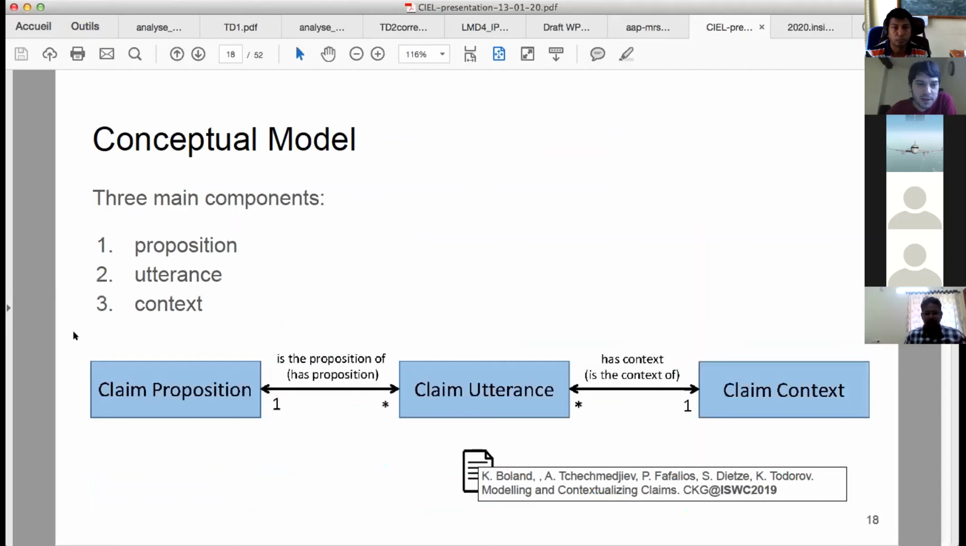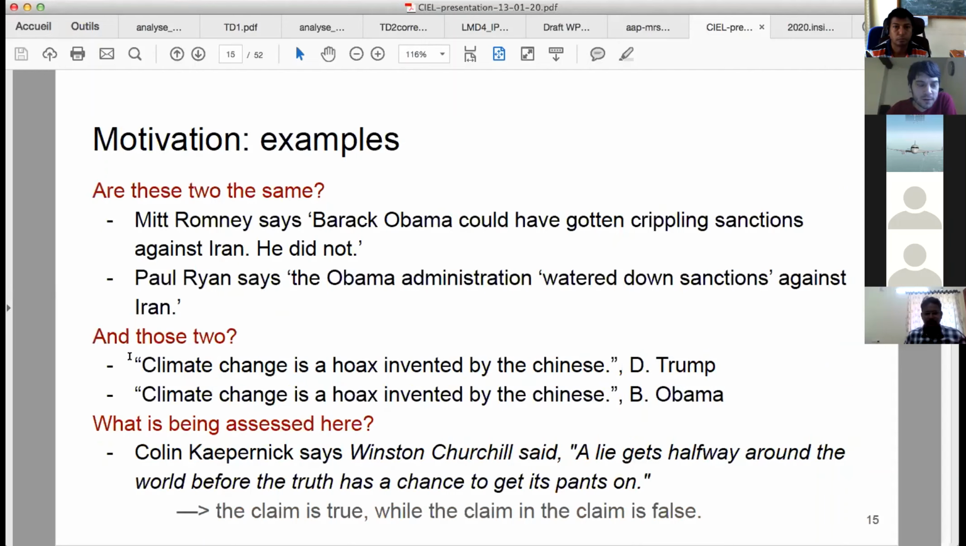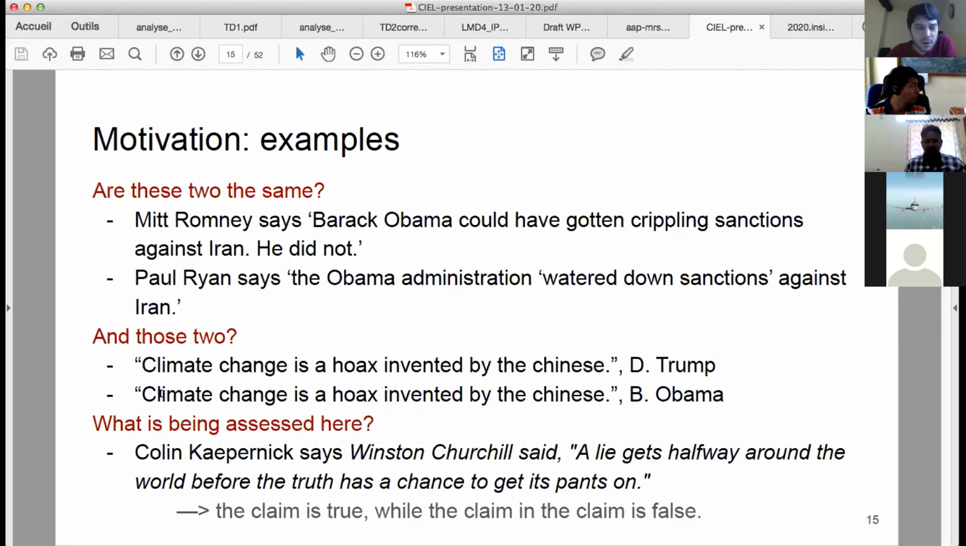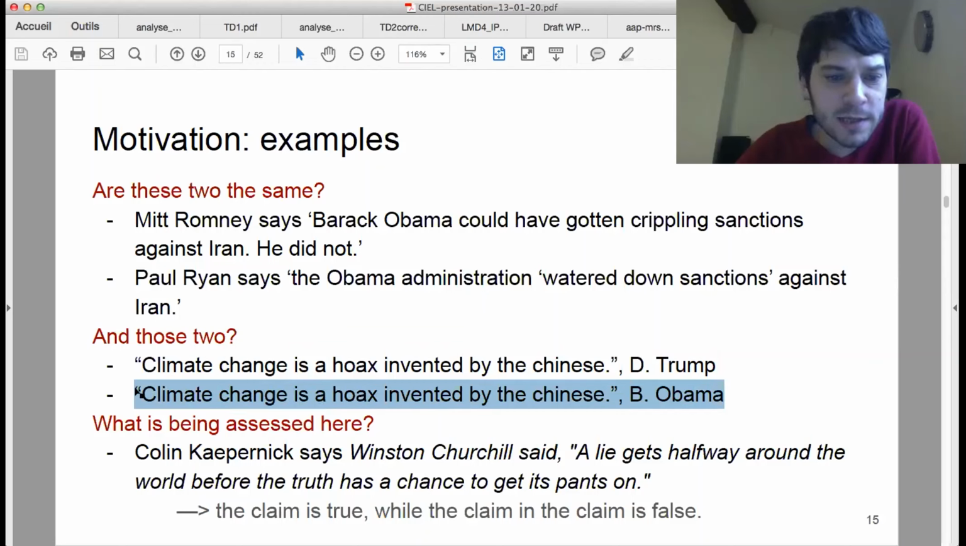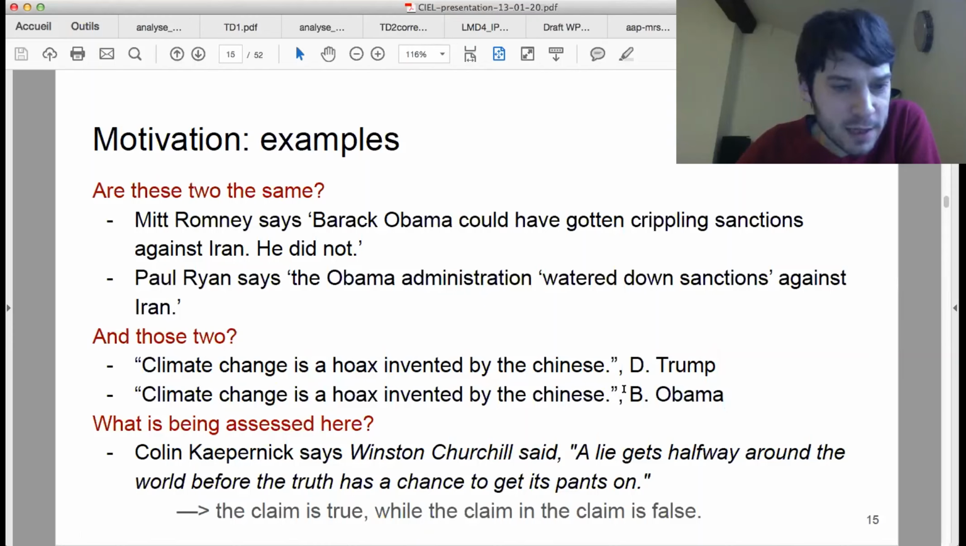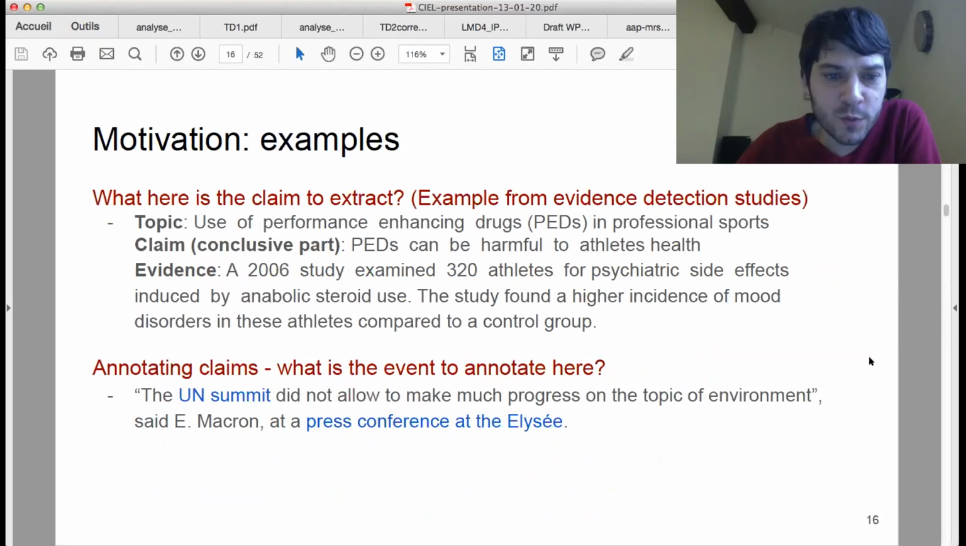And I actually had an example. If you remember from the beginning of my talk, it's exactly the same utterance. One of them is being said sarcastically. One can imagine that Obama, when uttering this sentence, has been mocking Donald Trump about his statement related to climate change. So in our model, ideally, the second claim and the first claim would not be assigned the same proposition. This is why it appeared to us very important to distinguish between an utterance and a proposition.